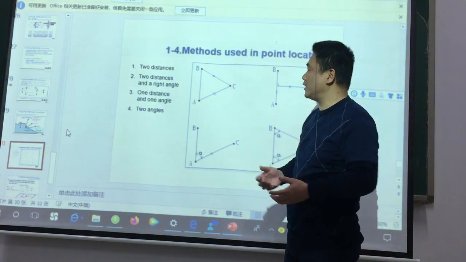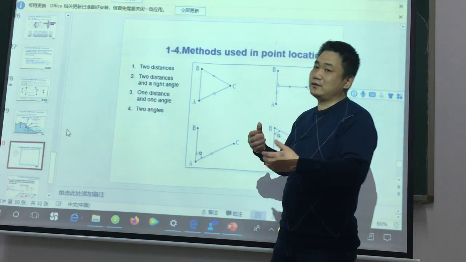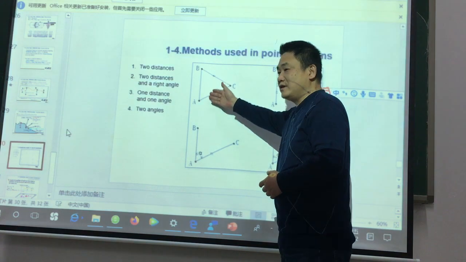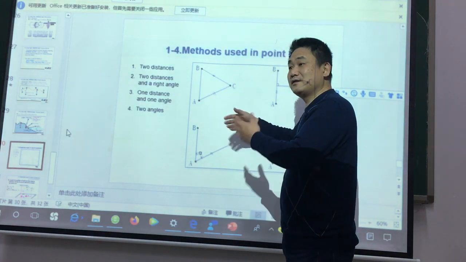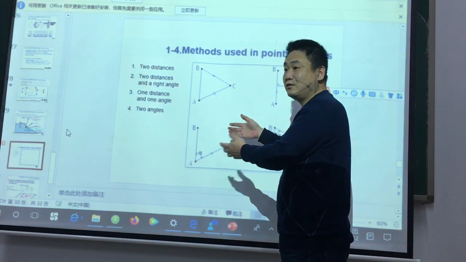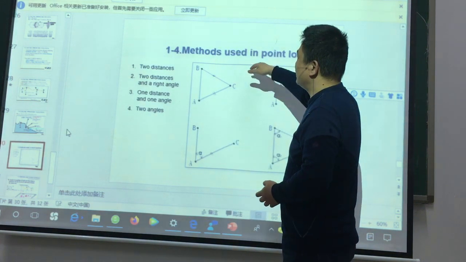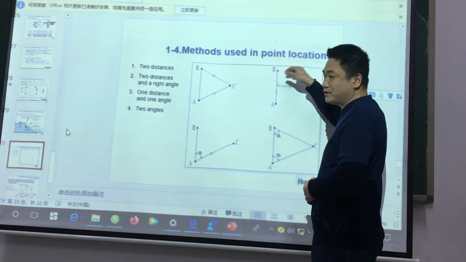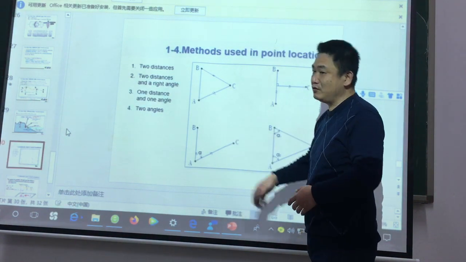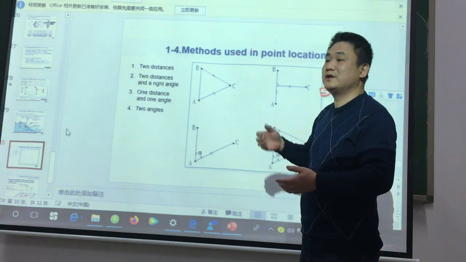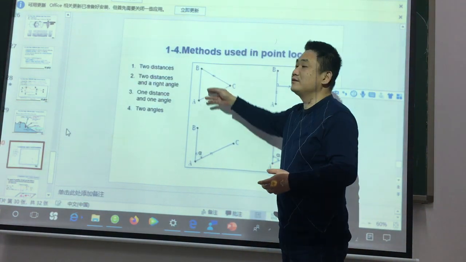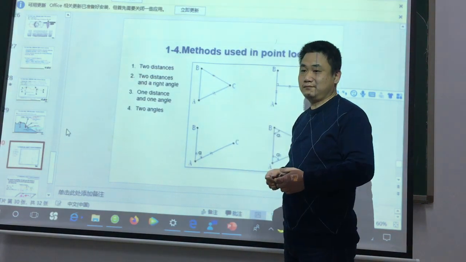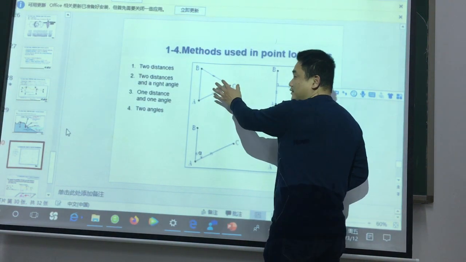In survey, we have two tasks: first is survey and mapping, another is survey and lofting, or layout. So the method also can be used to locate point position in layout, and also can be used to get coordinates in survey and mapping, just by the same method. Okay? This is using distance.